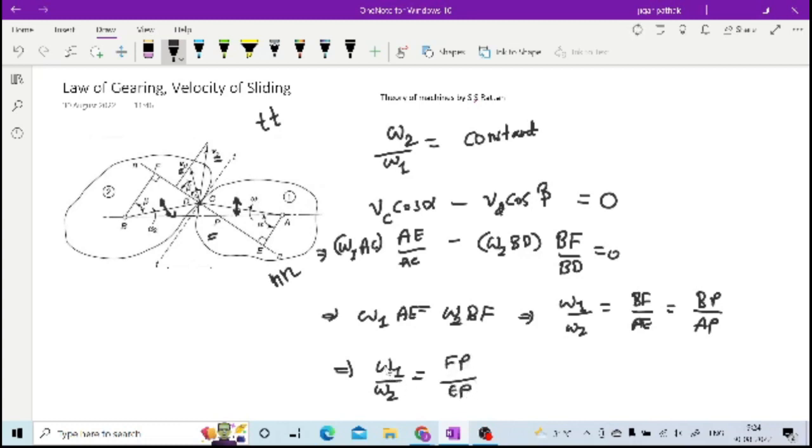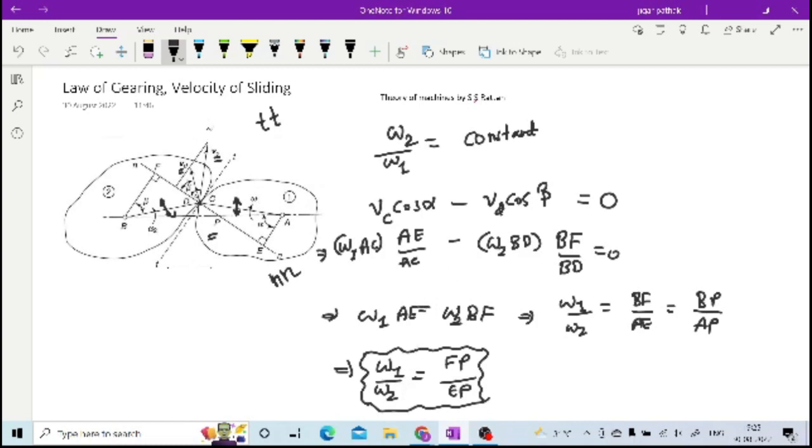Once you represent it in this particular form, then it is nothing but your law of gearing. So if you see here, FP and EP means whenever you have any point of contact, your velocity will always be related to this particular point P, right? So the law of gearing says that the common normal must pass through the pitch point at all times, then only you will have this exact velocity ratio. So this is how you have your law of gearing.